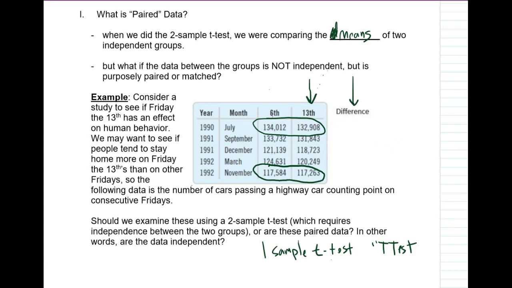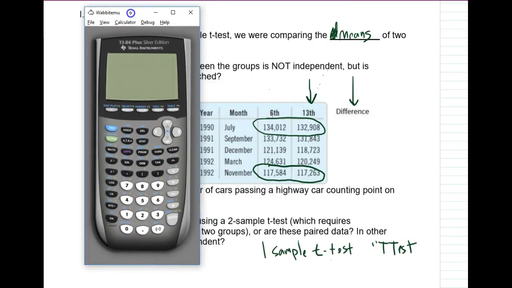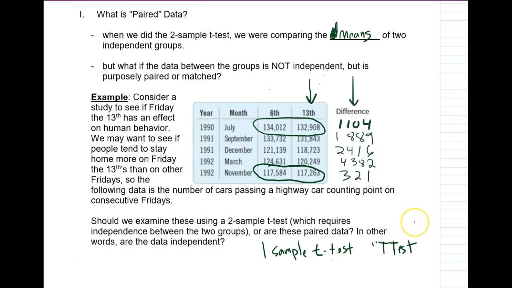If I pull my calculator over here, we need to find the difference then for each one of these. So with your calculator, while I'm doing that, you do the same. I'm going to take the Friday the 6th minus Friday the 13th for each one of these. I'm going to actually pause the video while I do that. Those are the differences that I came up with.